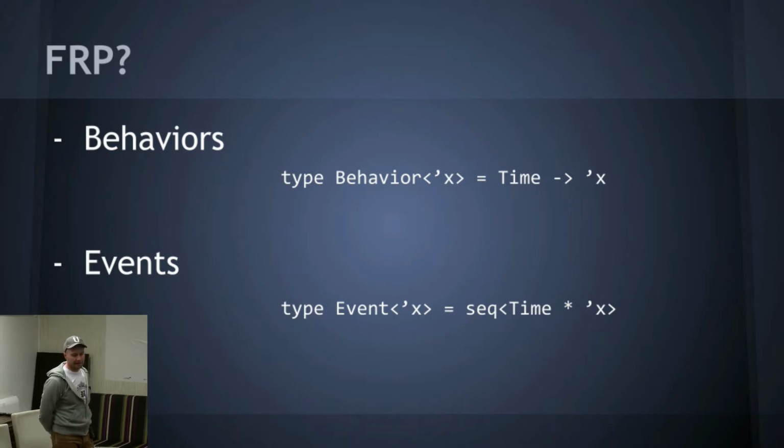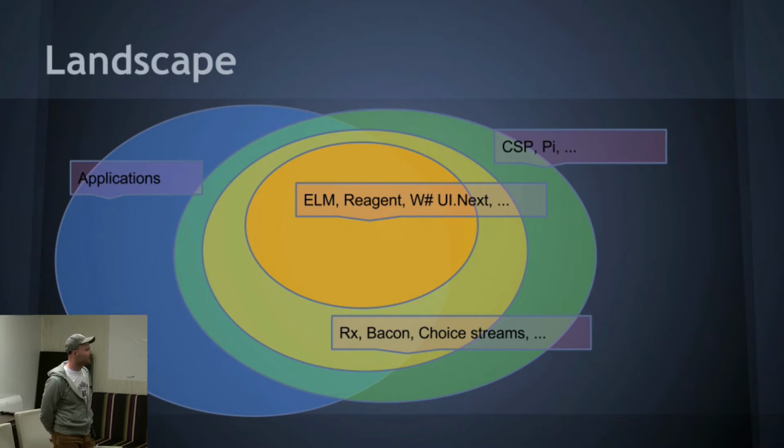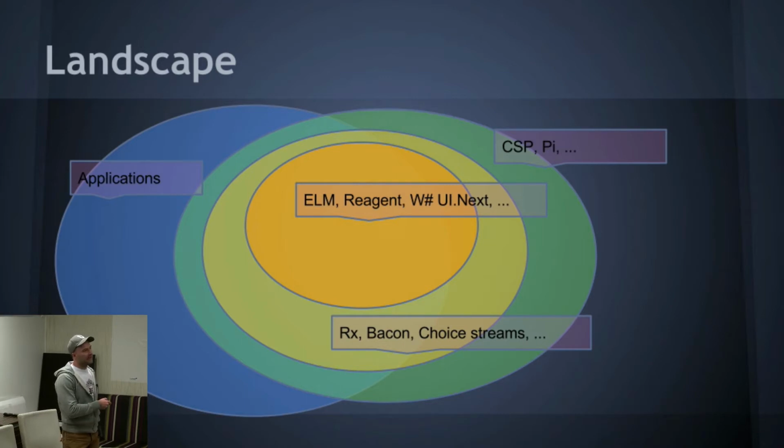And a little bit more landscape. Don't take this too literally, but the idea here is that we have a set of applications that we want to write, and then we have different kinds of languages or libraries that we can write those applications with. The largest circle here is where you have the full concurrent programming at your disposal, like CSP or pi calculus. These are concurrent programming models. Then the smaller circle is where you have event stream processing libraries like Rx and Bacon and the choice streams, which I'm talking about today. And then the smallest circle is where you have actual FRP systems like Elm and Reflex and WebSharper, UI.Next, and many others.